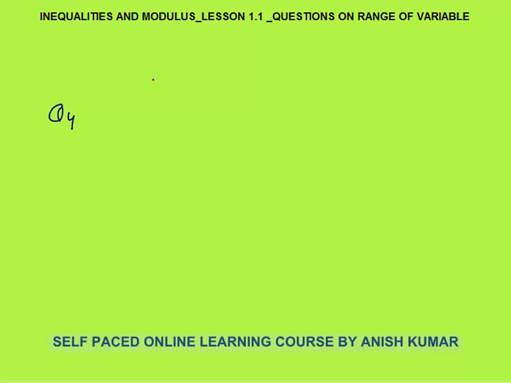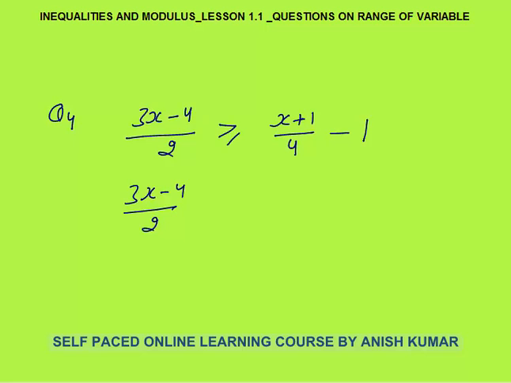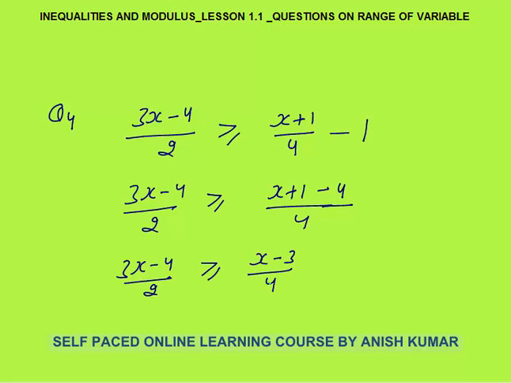Question 4 is 3x minus 4 by 2 greater than equals to x plus 1 by 4 minus 1. Now you should pause the video, try to solve it yourself, then look at the way I have solved. Again, you have to solve for the range of x. First of all, this is 3x minus 4 by 2. Let me solve this. 4 will be the LCM. This will be x plus 1 minus 4 by 4. Can I say this 3x minus 4 by 2 is greater than x minus 3 by 4.